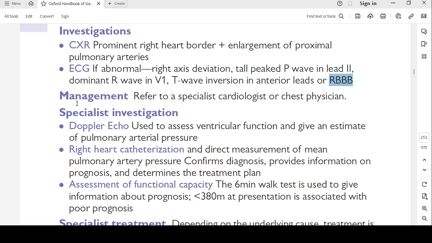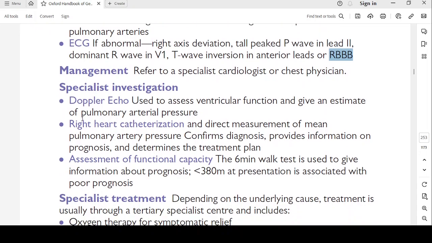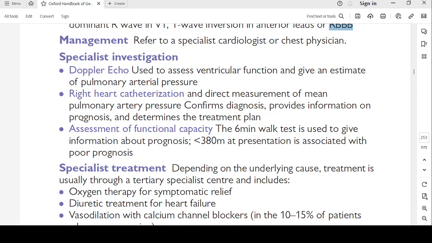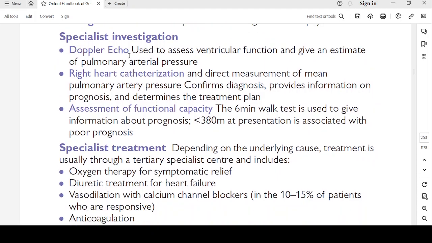So, management. Refer to a specialist cardiologist or a chest physician. Whenever you see a case of cor pulmonale, it is not a primary care treatment. You have to refer to a specialist cardiologist or a chest physician. Specialist intervention: they do a Doppler echo, used to assess the ventricular function and give an estimate of pulmonary arterial pressures. Right heart catheterization, a direct measure of mean pulmonary arterial pressure, confirms the diagnosis and provides information on prognosis and determines the treatment plan.